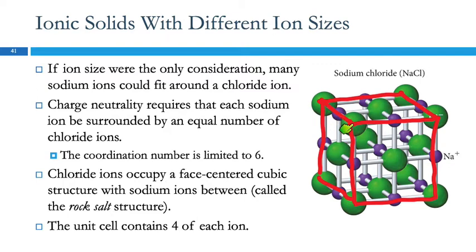Because you have an eighth of this one, and an eighth of that one, and an eighth of this one, and an eighth of that one. So that's on all the corners. So that adds up to 1. And on the face, not the whole ion is in the cell, only half of it is.